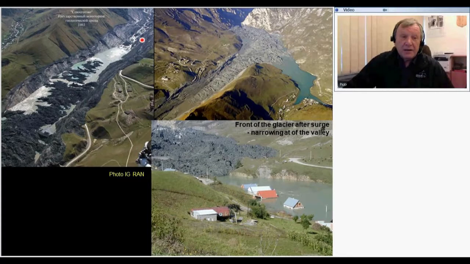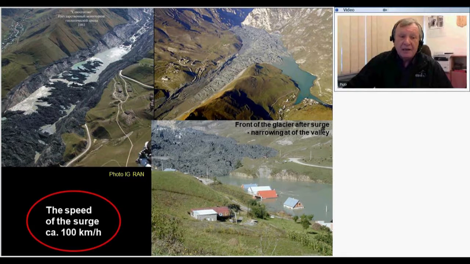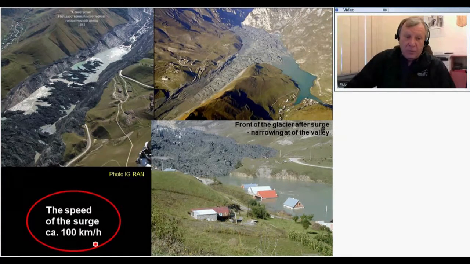This glacier, Kolka, moved very fast. Sometimes the speed of this glacier is very high. This is approximately 100 kilometers per hour. How is it possible? This is not wrong data. This is 100 kilometers per hour. How do we have this precise data?